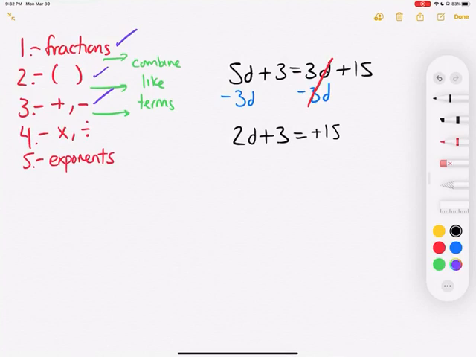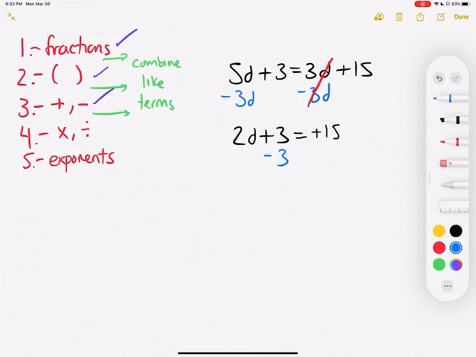So at this point, I have to evaluate again, right? I have to look at all my terms. Do I still have any additions or subtractions as in step 3? Can I still do any additions or subtractions? And the answer is yes, I still have the addition over here. So I have a plus 3. I have to get rid of this plus 3. We're still in step 3, right? So how do I get rid of a positive 3? With the opposite operation, which is a negative 3, or subtracting 3.